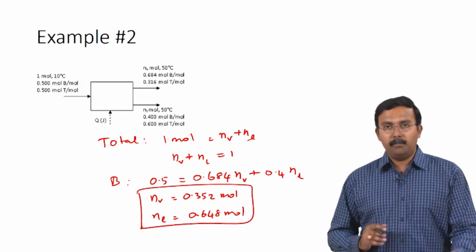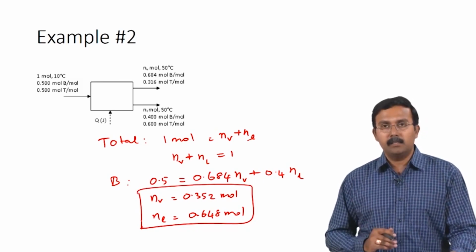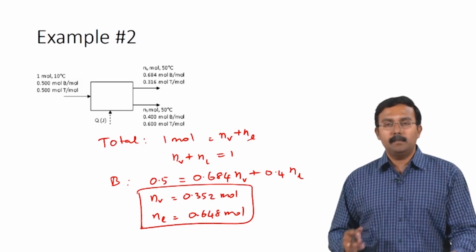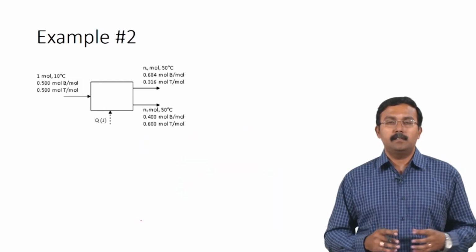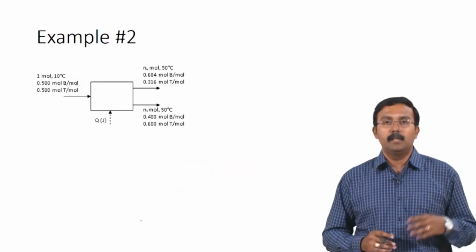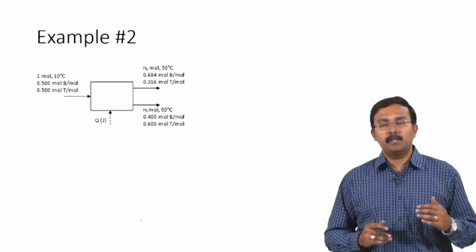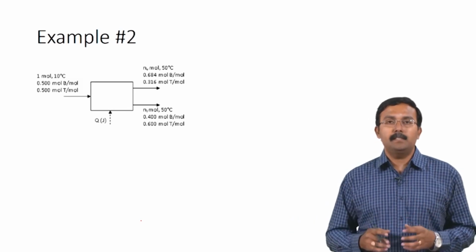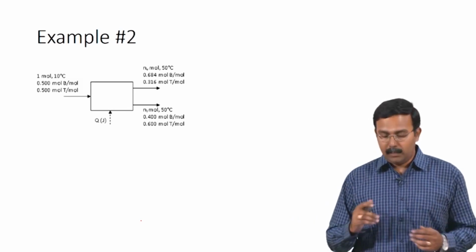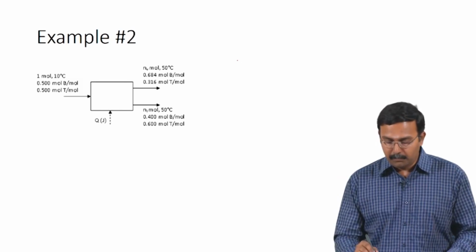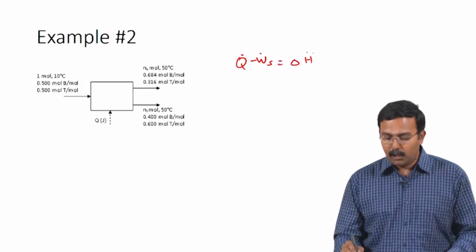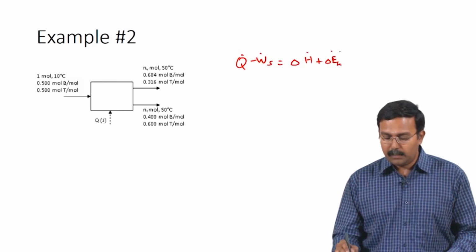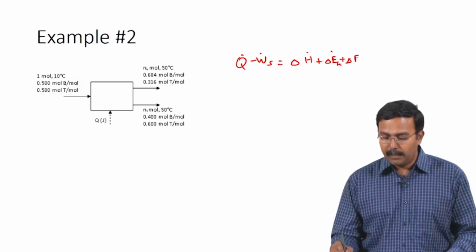So, these are the number of moles of the vapor and the liquid phase which are leaving the system. So, now that we have performed the material balance calculations, we need to start looking at the energy balance part of the problem. So, first thing we need to identify is whether the system is an open system or a closed system. Here we have flow rates which are coming in and leaving, which means the system is an open system and our energy balance equation would become Q dot minus Ws dot equals delta H dot plus delta Ek dot plus delta Ep dot.